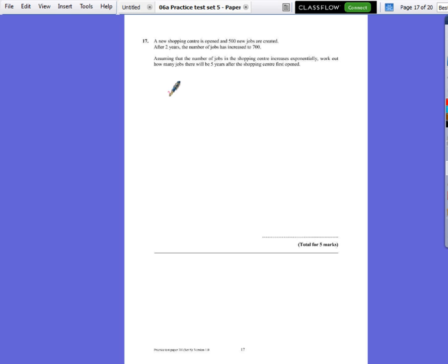So, right at the start, there were 500 jobs. If that's increasing exponentially, it just means you are increasing by the same multiplier each year. So after 1 year, you would multiply that by x, and to get after 2 years, you multiply that by x again, or x squared. And that will give us an answer of 700 jobs in the second year.